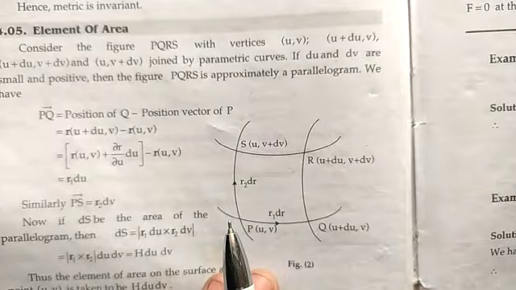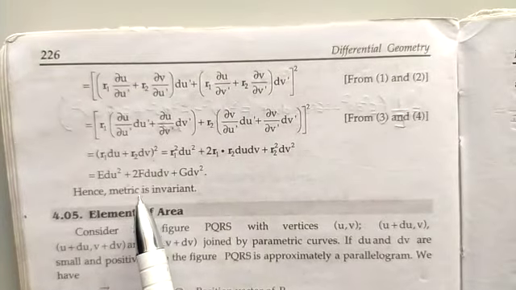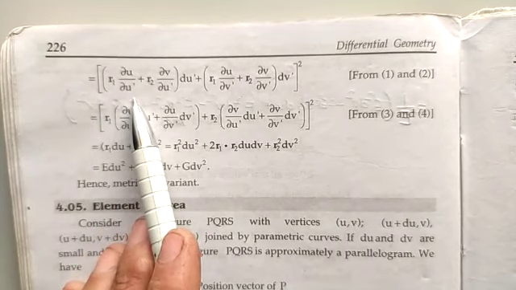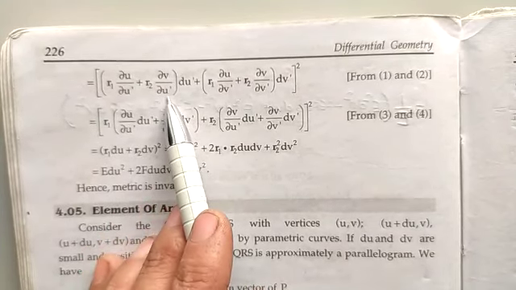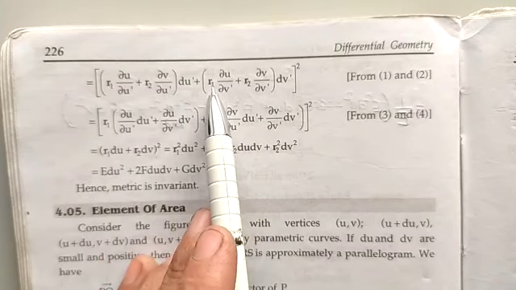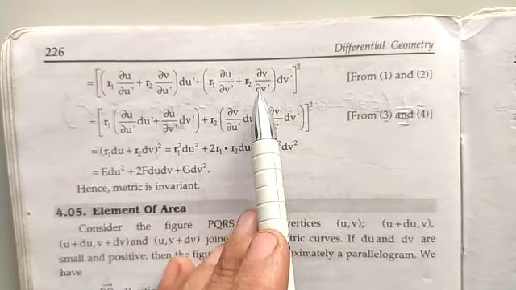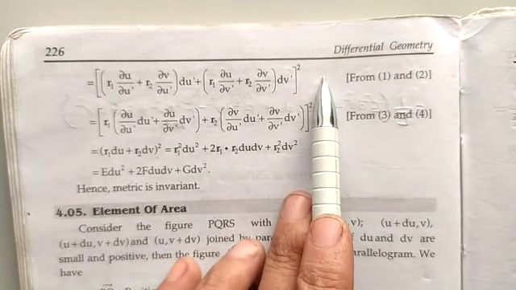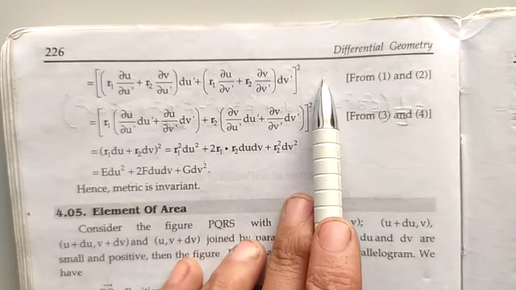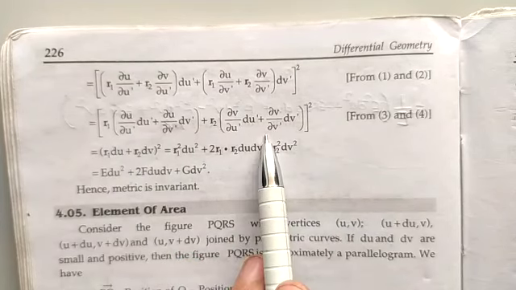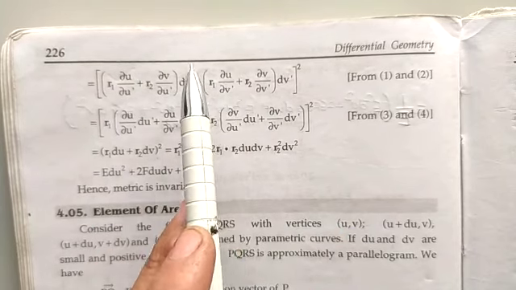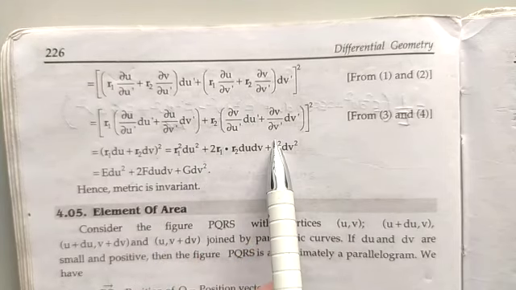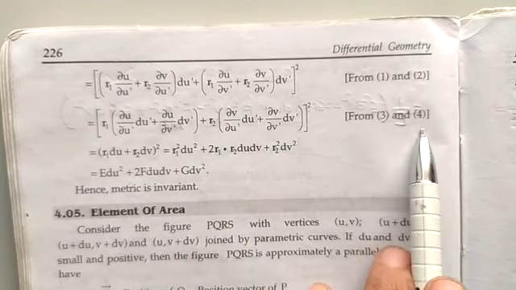Now let us use equations 1 and 2. So using equations 1 and 2, we get (r1 into ∂u/∂u dash plus r2 into ∂v/∂u dash) into du dash plus (r1 into ∂u/∂v dash plus r2 into ∂v/∂v dash) into dv dash, whole square. Now let us combine the terms with r1 and r2. The terms in r1 are this term and this term, and the terms in r2 are this term and this term. Combining the terms and using equations 3 and 4.